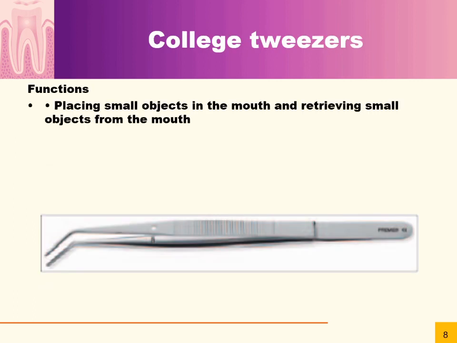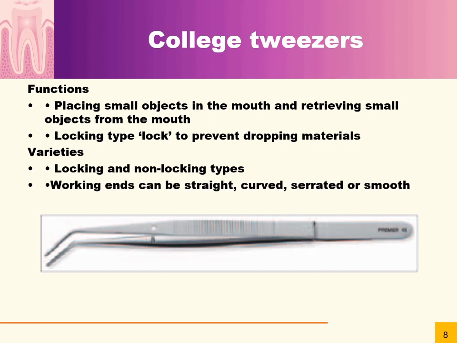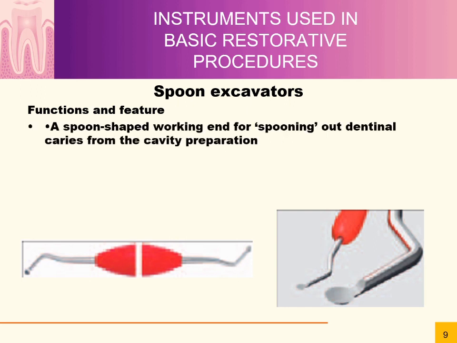Plastic types available. College tweezers. Functions: placing small objects in the mouth and retrieving small objects from the mouth. Locking type: lock to prevent dropping materials. Varieties: locking and non-locking types. Working ends can be straight, curved, serrated, or smooth.